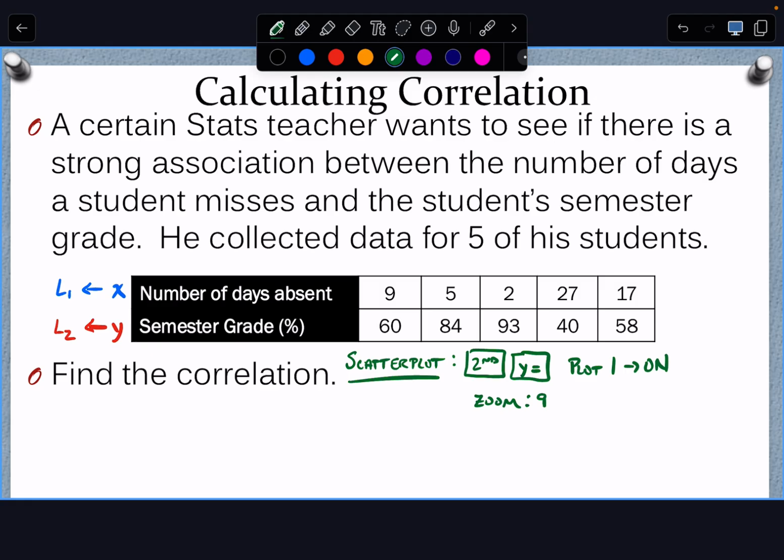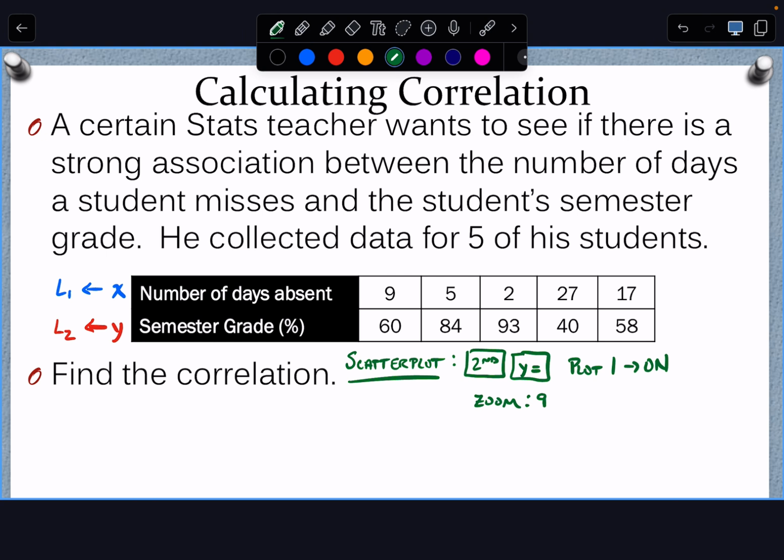So I've established that it does appear to be linear, which means correlation would be an appropriate value to calculate. Okay, so now if I want to calculate correlation on your calculators, so go ahead and quit out. So second mode to quit out.